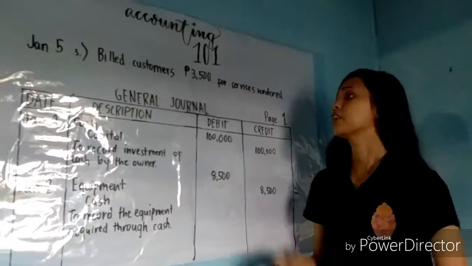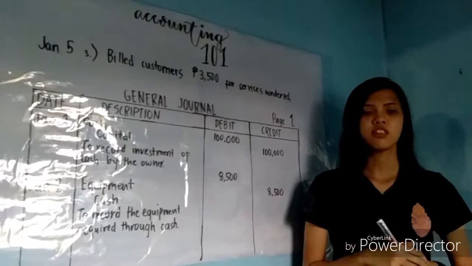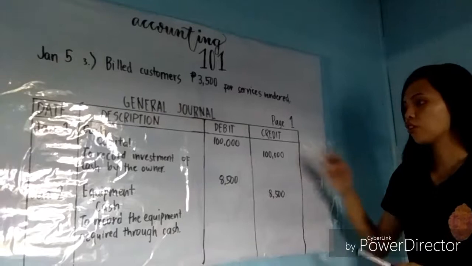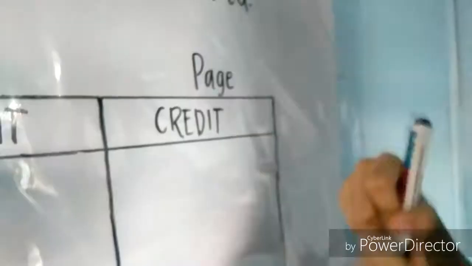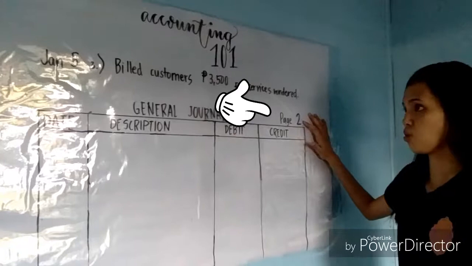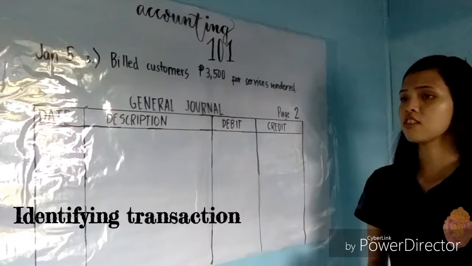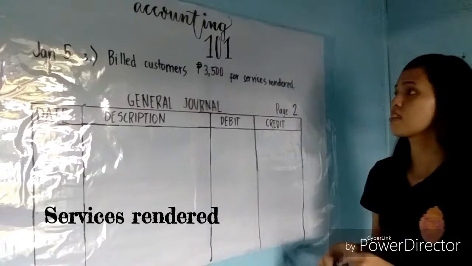So, we have here our third transaction. On January 5, the business billed customers 3,500 pesos for services rendered. So this means the business billed the customers. So since you can see that our table is now full, we will proceed to the page 2 of our general journal. So as you can see, our page number have changed from page 1 to page 2. So we'll now start doing the 3 steps. So the first step is identifying the transaction. So this involves accounts receivable, since the customers have services, and the second one is service fee for the services rendered.